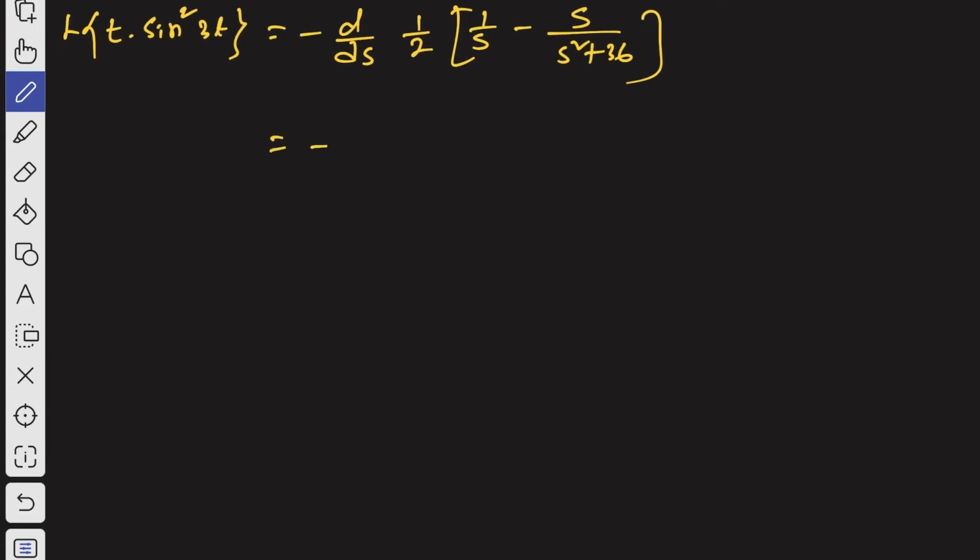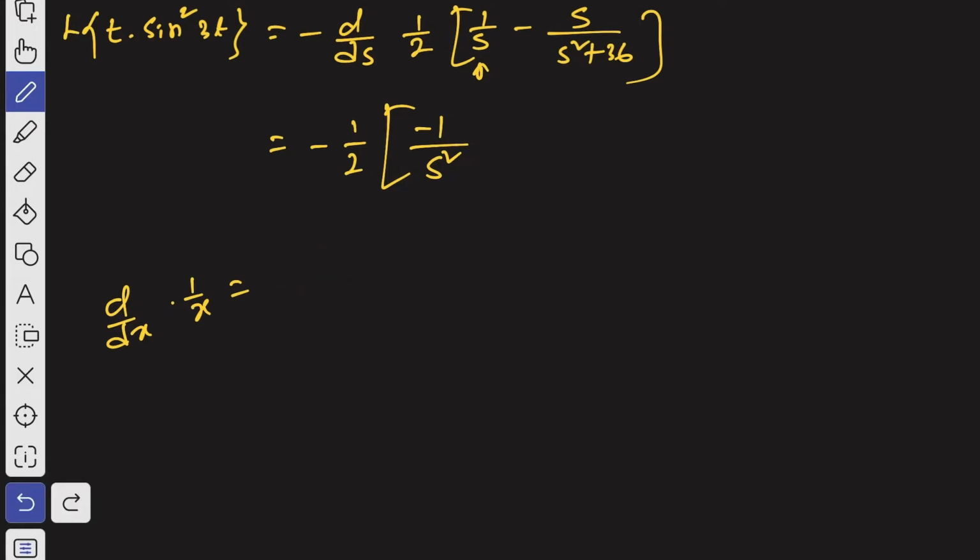So from here, this half is a constant, so it can be written outside. Then the derivative of 1 by s. So the derivative of 1 by s will be simply minus 1 by s square, right? Because d/dx of 1 by x is minus 1 by x square. We know that, right? So you got it.